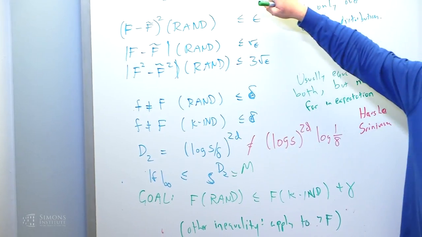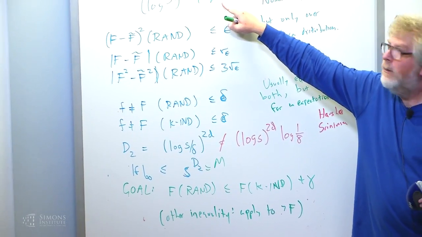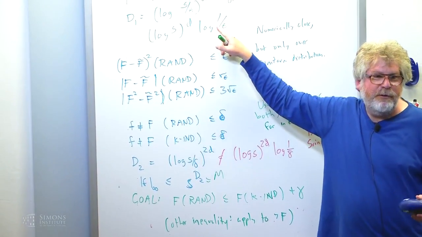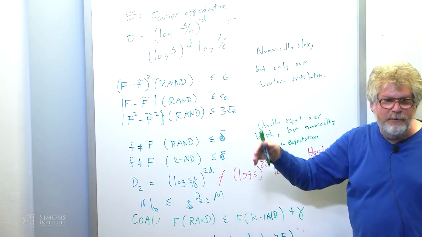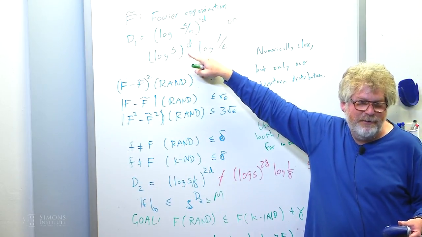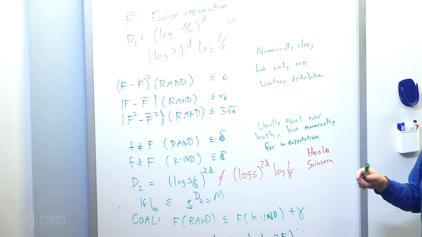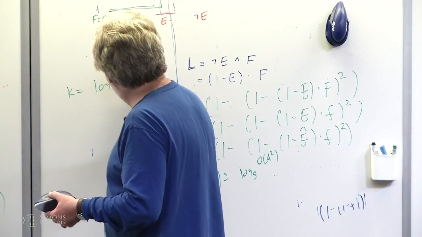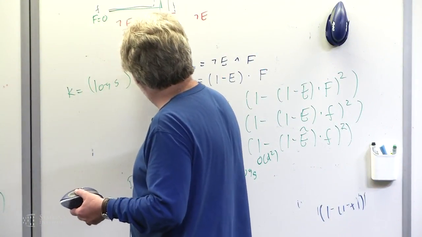Okay, but what happens if we do this instead? Then, even though epsilon has to be really small, it doesn't get raised to another d. So if we use Avishai's improvement, it's the same argument, but then our final k is going to be log s to the order d.